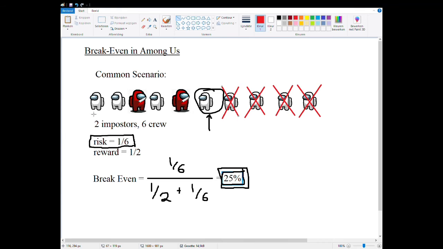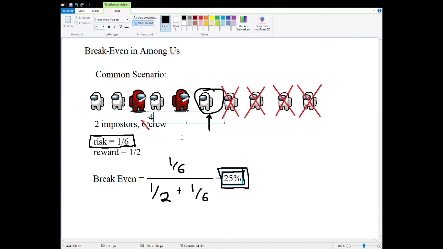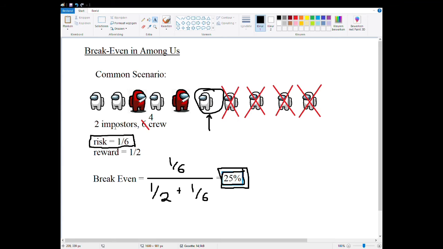So now there's 6 people in total, right? There are 4 crew instead of the 6, and there are 2 imposters. And this is one of those scenarios where you have to vote, right? Because if you don't, then the imposters will double kill.